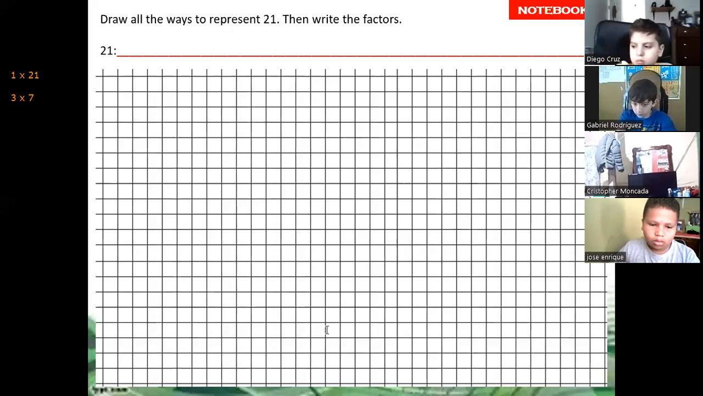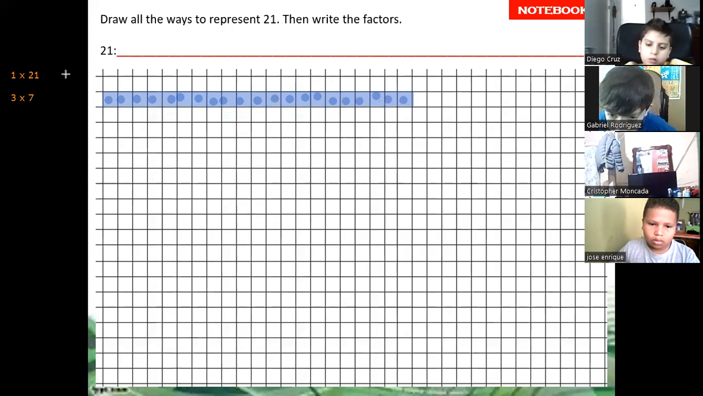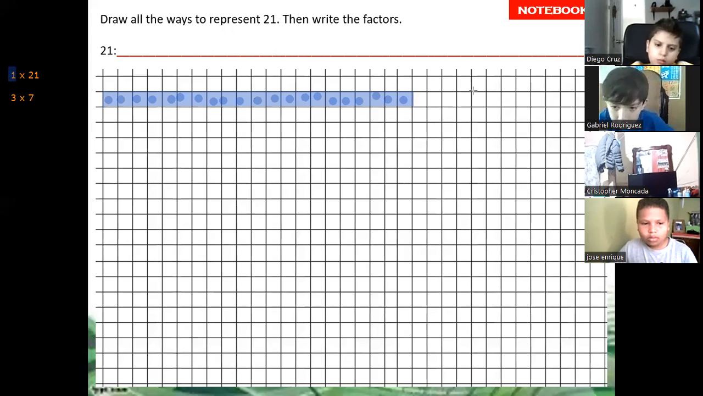So the first one is 21. 1, 2, 3, 4, 5, 6, 7, 8, 9, 10, and 21 there. Because it's one line, it's one row. If I had 21 times 1, I would have to draw down like this, 1, 2, 3, 4, 5, 6, 7, 8, up to 21. But it's not 21 times 1, it's 1 times 21.